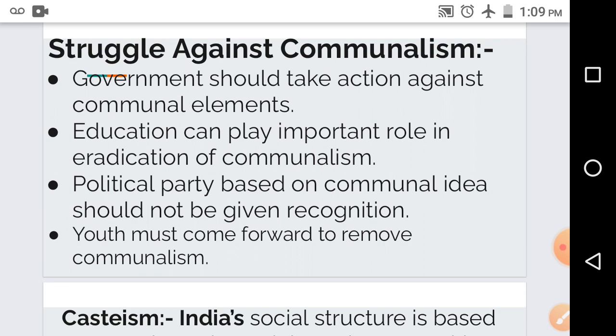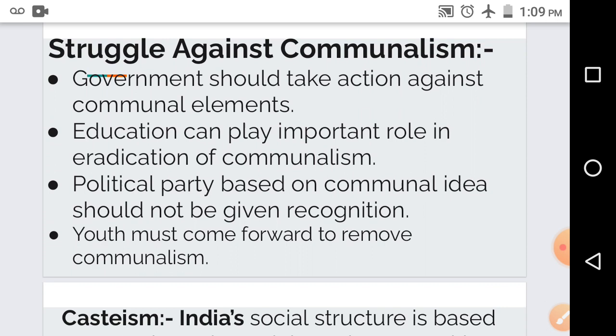Next, political parties based on communal ideas should not be given recognition. Special ethics are there for elections. They must be implemented and followed by each and every citizen of our country.